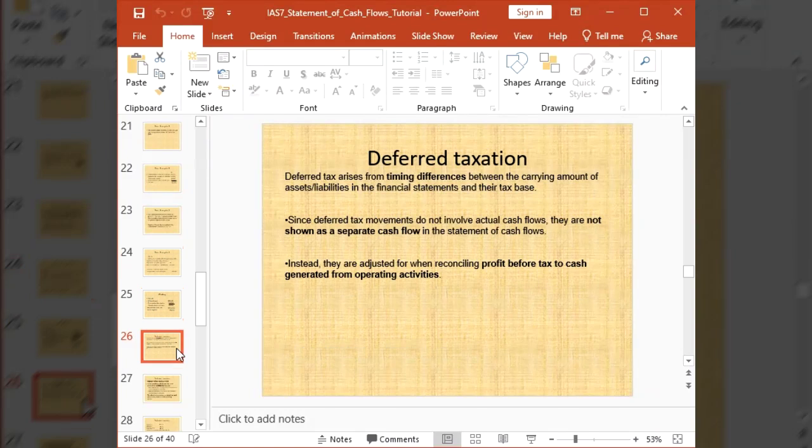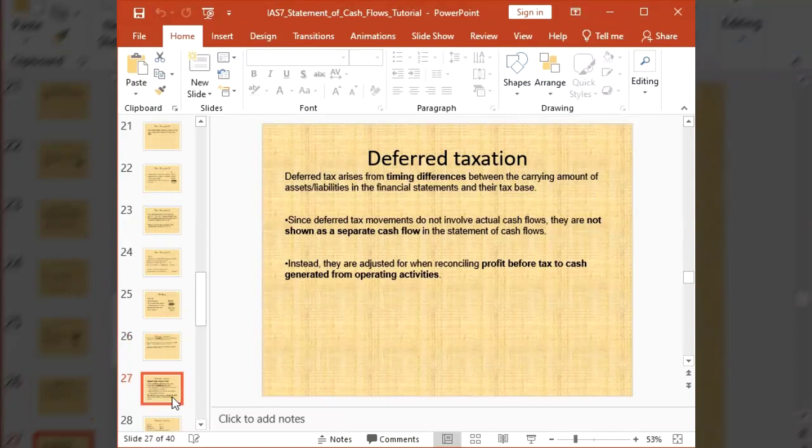Now we move to the next item that students normally have issues with in the statement of cash flows, and that is deferred taxation. Deferred tax arises from timing differences between the carrying amount of assets or liabilities in the financial statements and their tax base. Deferred tax movements do not involve actual cash flows. They are not shown as a separate cash flow in the statement of cash flows. Rather, deferred tax is adjusted for when reconciling profit before tax to cash generated from operating activities.